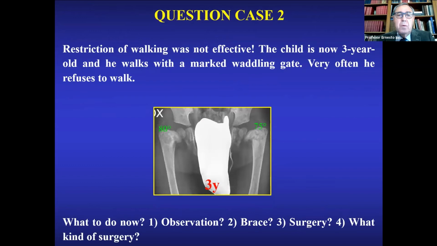Restriction of walking was not effective. The child is now 3-year-old and he walks with a marked waddle gait. Very often he refuses to walk. What to do now? Still observe the case, brace application, do surgery in this case, what kind of surgery?